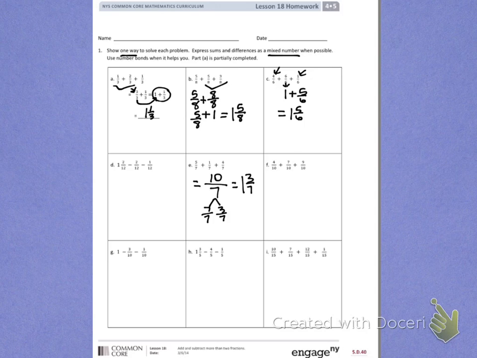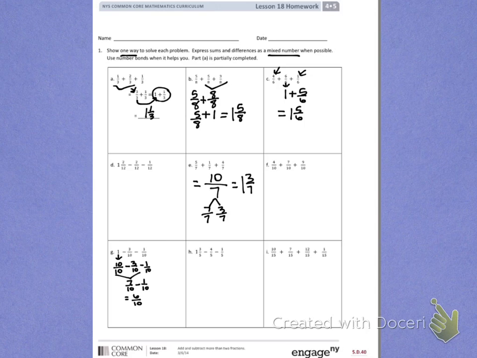I'm going to look at letter G, so we work out a subtraction problem as well. Letter G says 1 minus 3/10 minus 1/10. Well, my 1 needs to be in a like unit of tenths. So if I take 1 and change it into like units of tenths, 1 whole would look like 10/10 minus 3/10 minus 1/10. And I'm just going to subtract straight across. 10/10 minus 3/10 makes 7/10. And I'm going to subtract away 1/10, which equals 6/10.